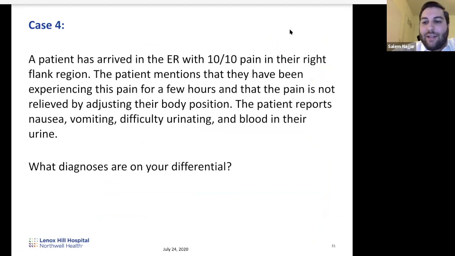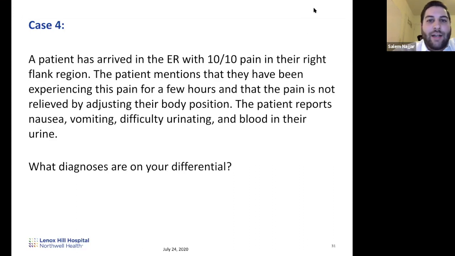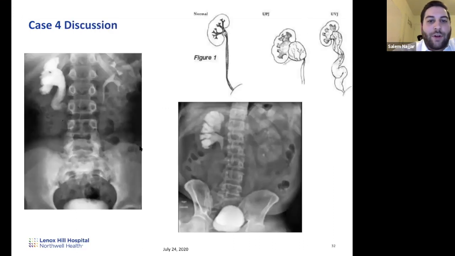Great. So you guys got it, kidney stone. So we can move to the next slide and we can go into this a little bit further. If we're going to orient ourselves, superior is towards the top, inferior is towards the bottom, and right and left are flipped. So there was right-sided flank pain, so this is going to be a right kidney stone.